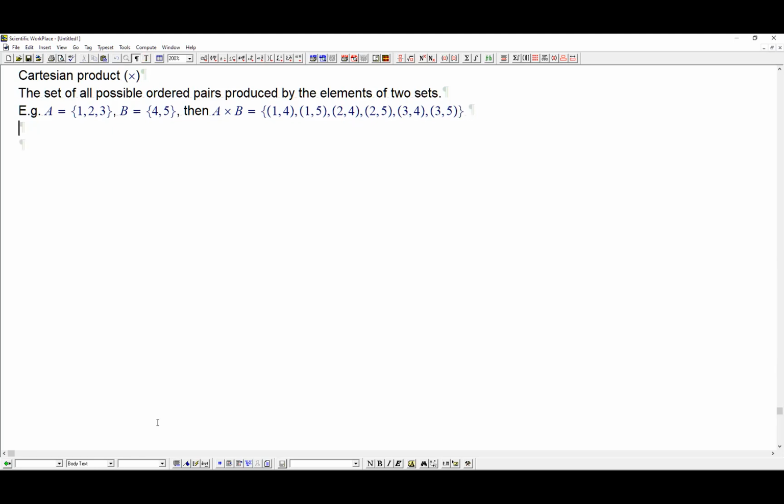So if A has m elements and B has n elements, then A cross product B has how many elements? mn. Yes, mn elements.